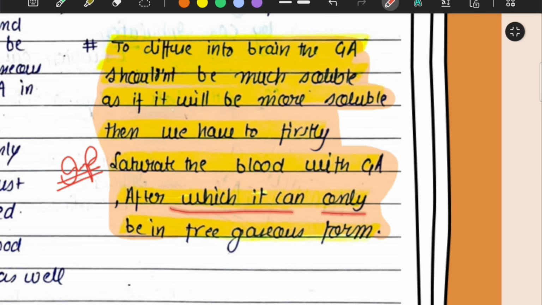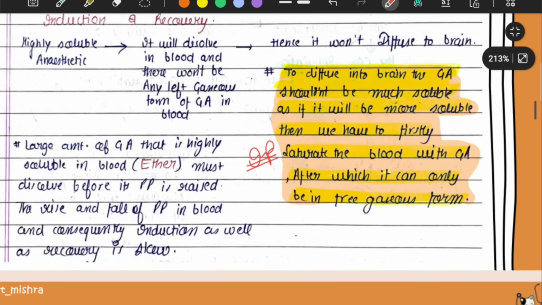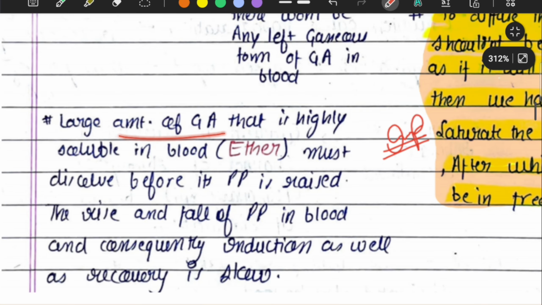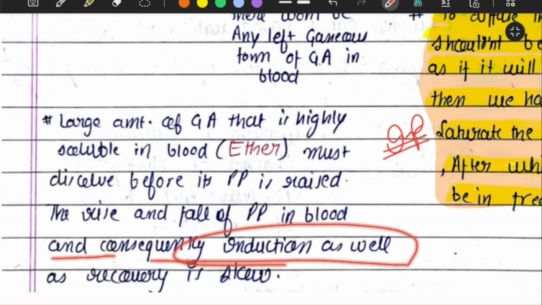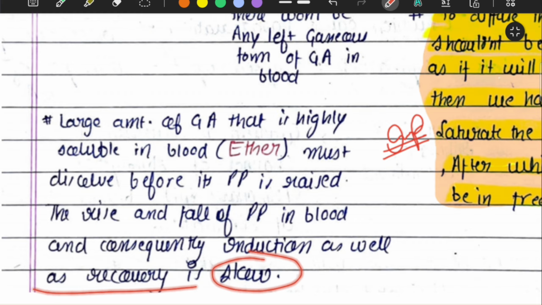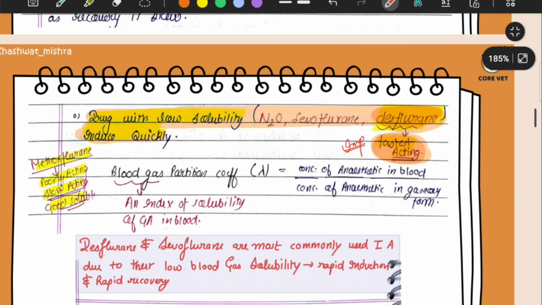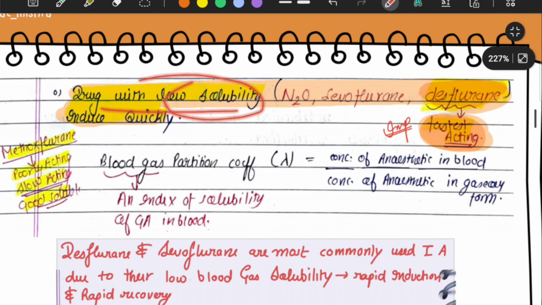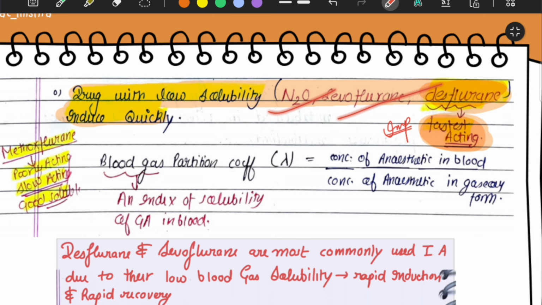After which it can only be in the free gaseous form. That's what I was saying. Okay, so a large amount of a gaseous anesthesia that is highly soluble in the blood, for example ether, must be dissolved before its partial pressure is raised in the blood. So the rise and the fall of the partial pressure in the brain, and consequently induction as well as recovery, is slow. Okay, now there are drugs with low solubility, means the drugs that remain in the gaseous state. For example, your N2O, sevoflurane, desflurane, and desflurane is the fastest acting.